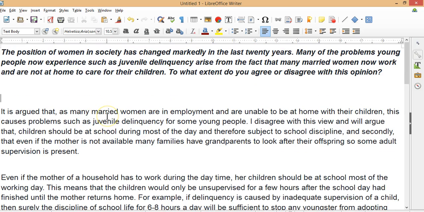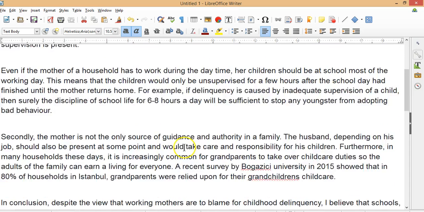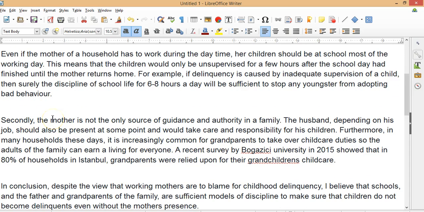So if you remember, I said I disagree, and I've said that because the kids will be at school, so they won't be able to be a delinquent. Secondly, apart from that, many families have grandparents to look after their kids, so they're not unsupervised, so they won't be causing any bad behavior. Okay, so secondly, mother is not the only source of guidance and authority in a family. So that's my main idea.